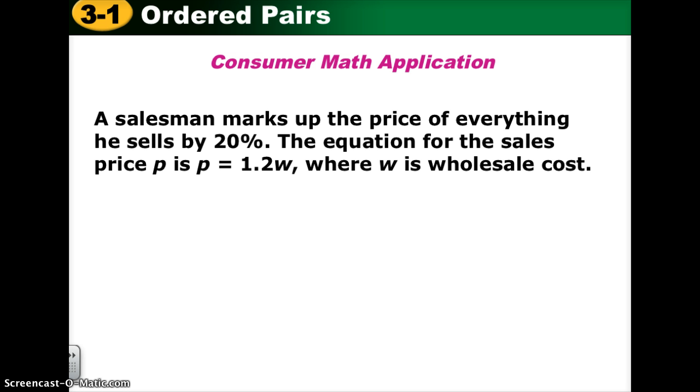A salesman marks up the price of everything he sells by 20%. The equation for the sales price P is P equals 1.2W, where W is wholesale cost. Let's talk about a couple things first.